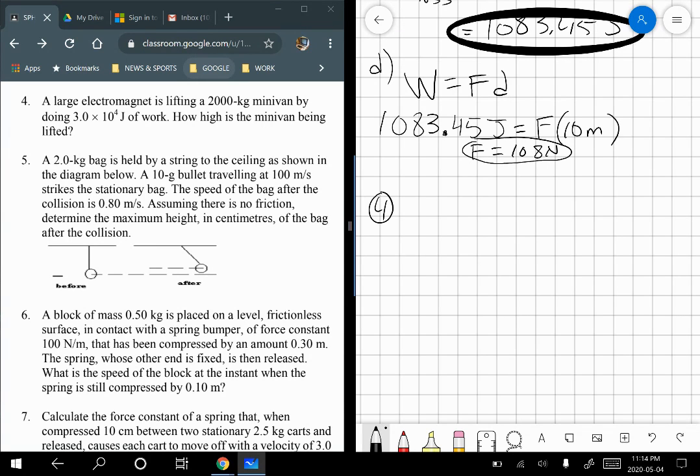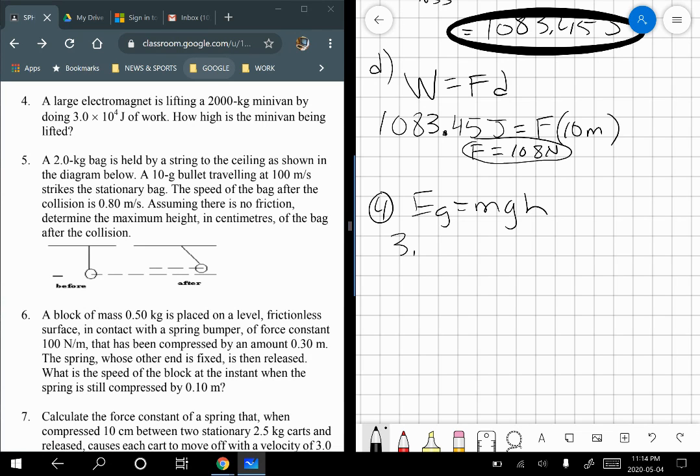This one's real easy. I don't know why I even threw this one in here, but it gives you a mass. It's a 2,000 kilogram minivan. If you do that much work, how high is the minivan? So it's really just a throw-in that will only confuse you if you're laser focused on doing an ET initial equals ET final problem.